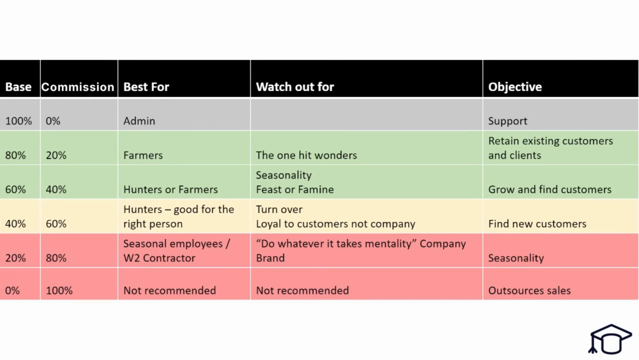Next is a 60% base pay and 40% commission plan. This is one of the most common compensation plans. This package is a good fit for both hunters and farmers. The 60-40 plan has to be appropriate for the right personality type. Some farmers can live with this, and some can't. And the same goes for hunters. You're really going to have to understand the unique individual.